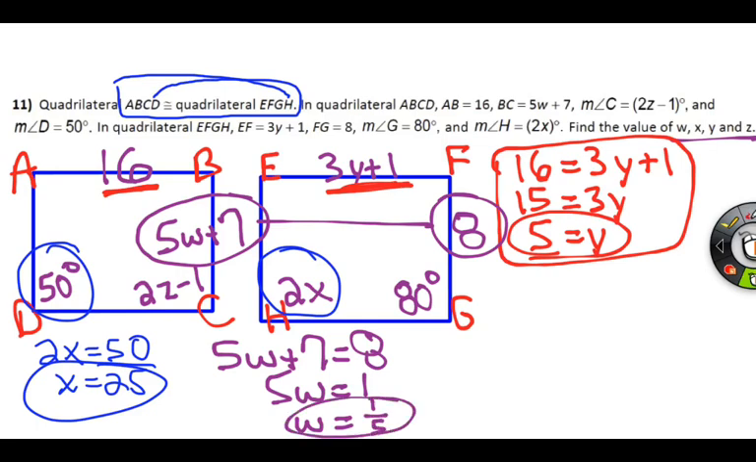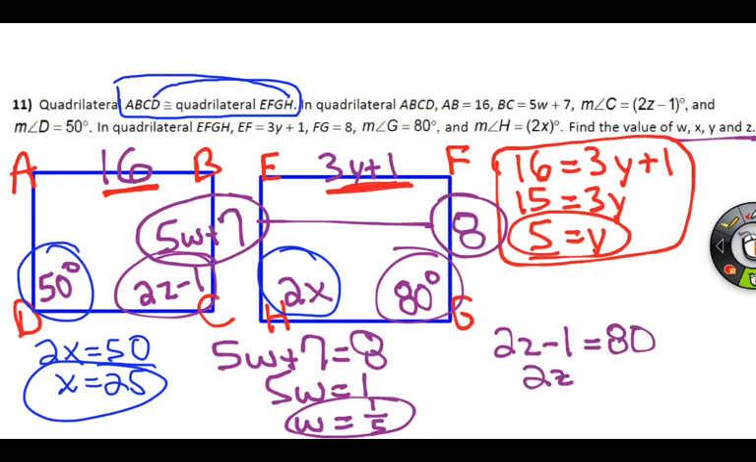What letter do we have left? It says Z, so where's Z at? Oh, angle C, okay, there we go. So this one is equal to this one, so that means that 2Z minus 1 is equal to 80, so that means 2Z equals, we add the 1, so that's 81. So Z equals 81 over 2, because we're just going to divide by 2, or even a decimal, like 40.5 or 40 and a half would be fine. Okay?